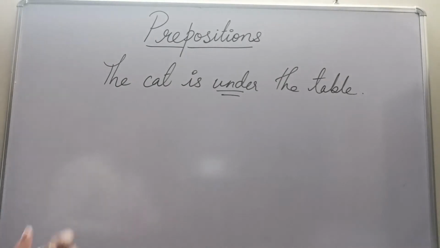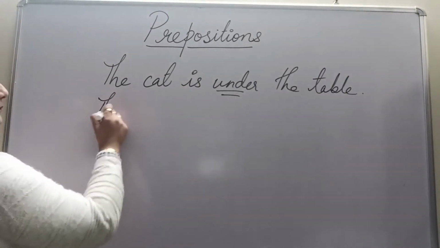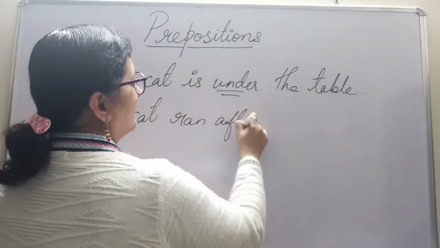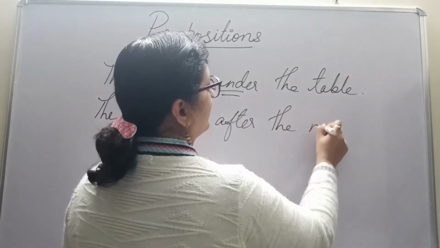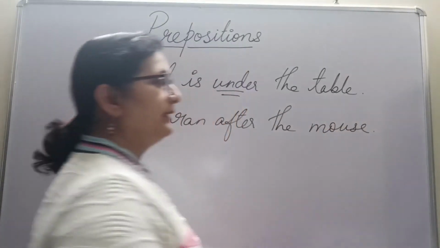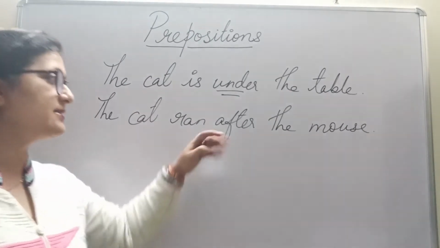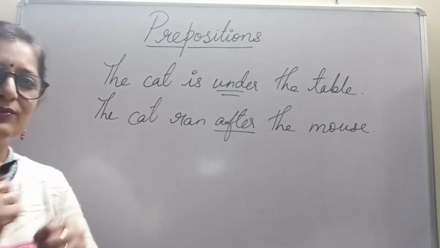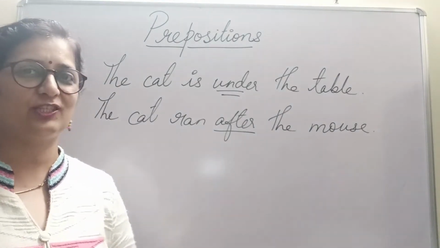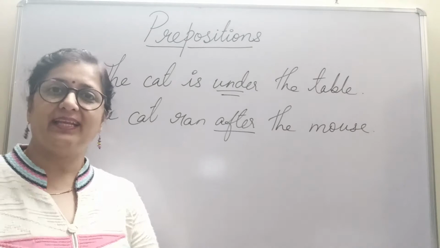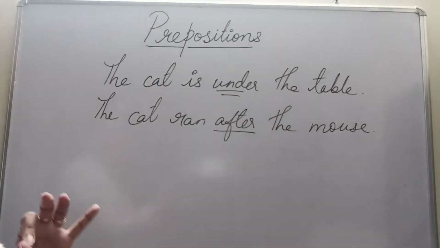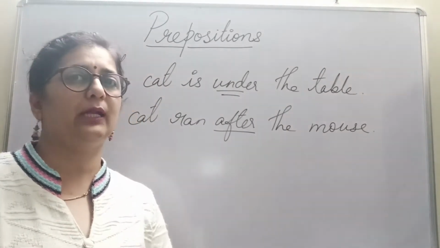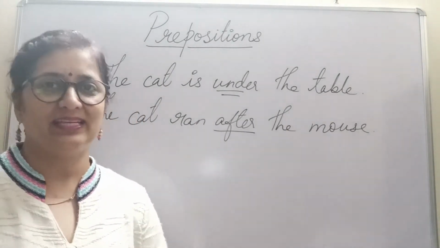Let me give you another sentence. The cat ran after the mouse. This here again shows us another place. Where is the cat? Running after the mouse. It's just behind the mouse and it's running after the mouse to catch it. Right? So what exactly are prepositions? Prepositions are words which show the relationship between the noun or a pronoun or some other word in the sentence.